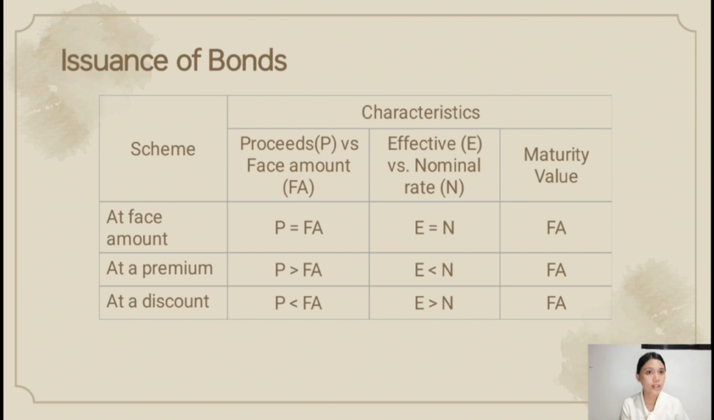So, when bonds are issued at a premium, it is said that the bonds are sold at an amount higher than the amount being borrowed, hence the proceeds is greater than the face amount, the effective rate is less than the nominal rate, and the maturity value is at face amount. So when bonds are issued at a discount, it is said that the bonds are sold at an amount lower than being borrowed, hence the proceeds is less than the face amount, the effective rate is greater than the nominal rate, and the maturity value is at face amount.